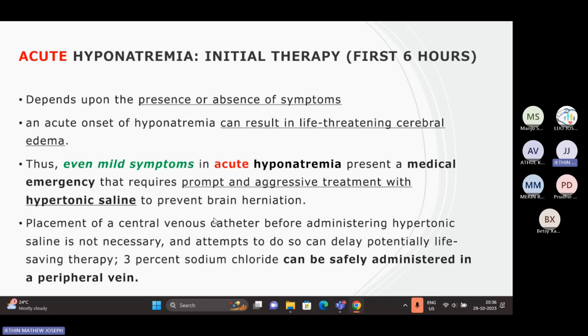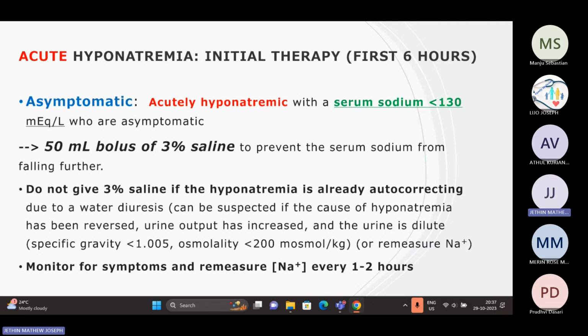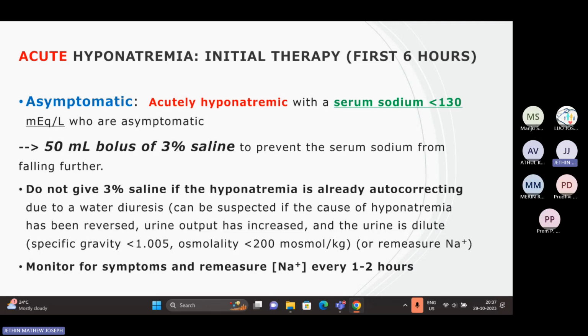Some people say that you need a central line for starting hypertonic saline. This is not necessary. Peripheral line is sufficient. So this is the same thing which is explained in the flowchart: 100 ml bolus of 3% saline over 10 minutes. And in asymptomatic patients, 50 ml bolus of 3% saline if the sodium is not autocorrecting. And monitoring is very important in both scenarios. If possible, monitor every 1 to 2 hours.